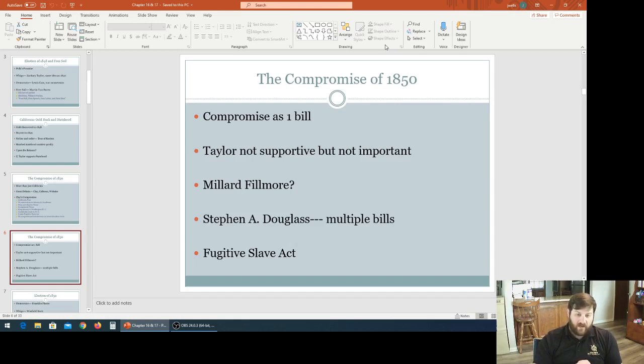Now, Stephen Douglas of Illinois will come to the rescue of the compromise. He splits it into individual bills and gets support for each from different areas. And finally, in September of 1850, it was settled. So, y'all, it's going to take a while. But Clay's compromise will become known as the Compromise of 1850. And it's ultimately successful because of Stephen Douglas.